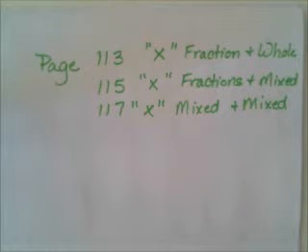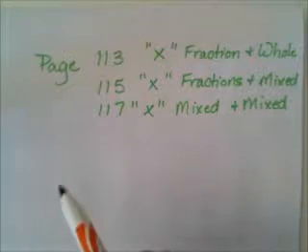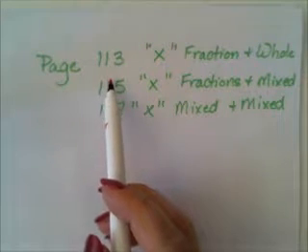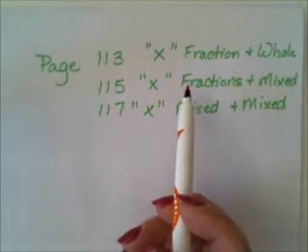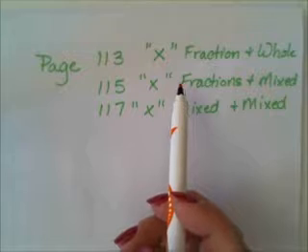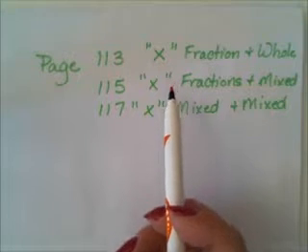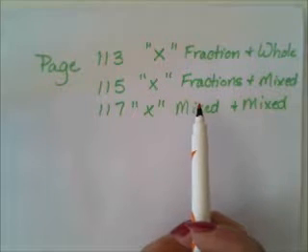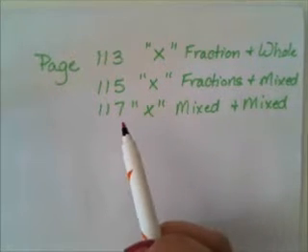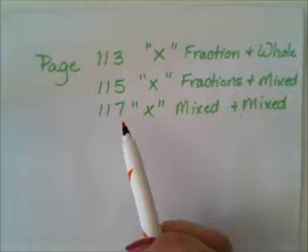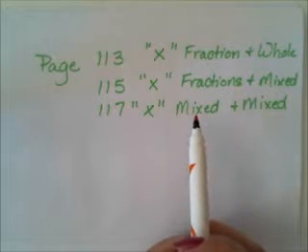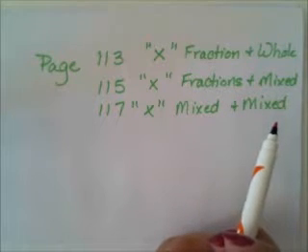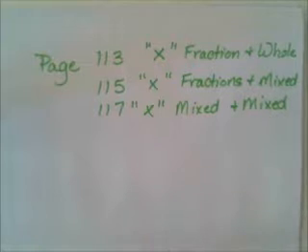So on Friday in class, we covered page 113, which was multiplying a fraction by a whole number. We covered page 115, which was multiplying a fraction by a mixed number. And we covered 117, which was multiplying a mixed number by a mixed number. All right?